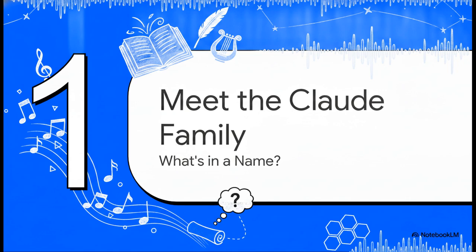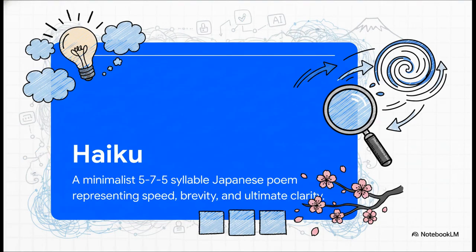What's in a name? You know, Anthropic did something pretty brilliant here. Instead of hitting us with a bunch of confusing alphanumeric acronyms, they named their models after poetic forms to give us a really simple mental shortcut. So think about a haiku. It's a minimalist 5-7-5 syllable Japanese poem, right? It represents speed, brevity, and ultimate clarity. Well, just like the poem, the Haiku model is incredibly fast and brilliantly concise. It is completely purpose-built for those high-volume tasks where you just need immediate answers, zero fluff.